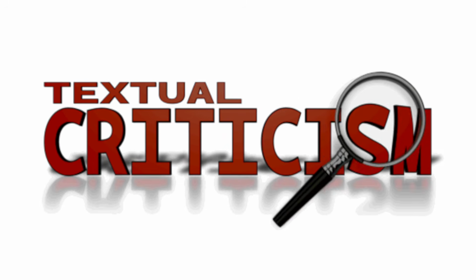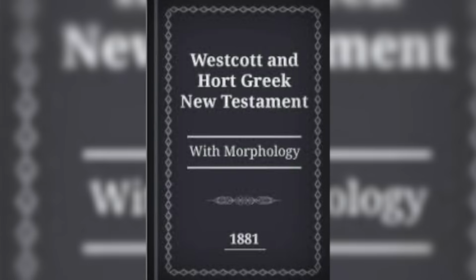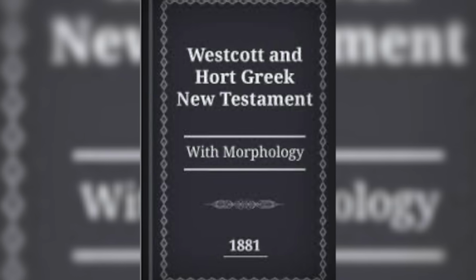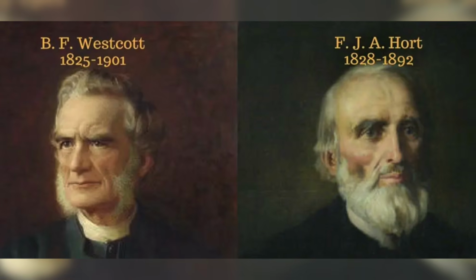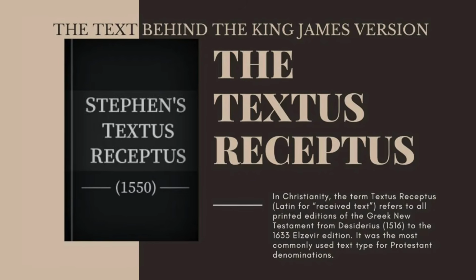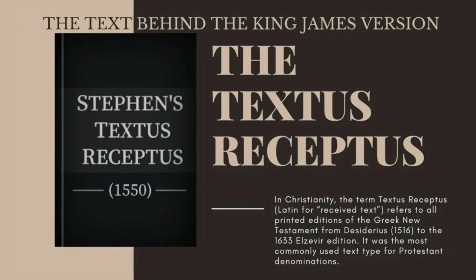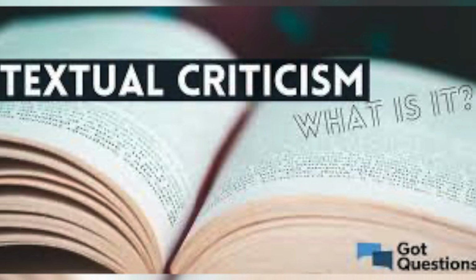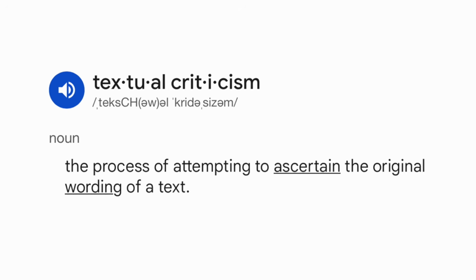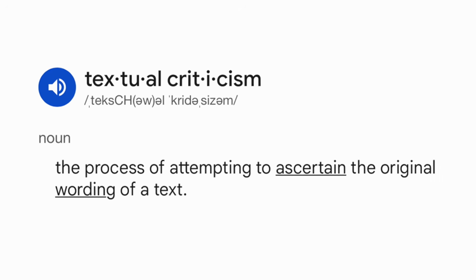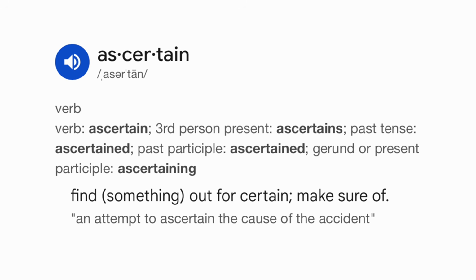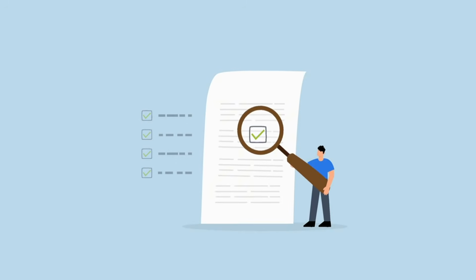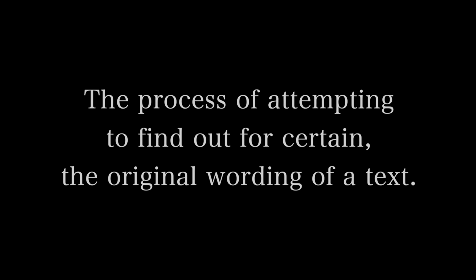Of course, when Westcott and Hort published their Greek New Testament, the critical text, they obviously had to have reasons on why anyone should reject the already accepted and trusted Textus Receptus. And all of this falls under textual criticism. So what is textual criticism? The definition says, the process of attempting to ascertain the original wording of a text. And ascertain just means to find something out for certain, to make sure of. So, it's the process of attempting to find for certain the original wording of a text.